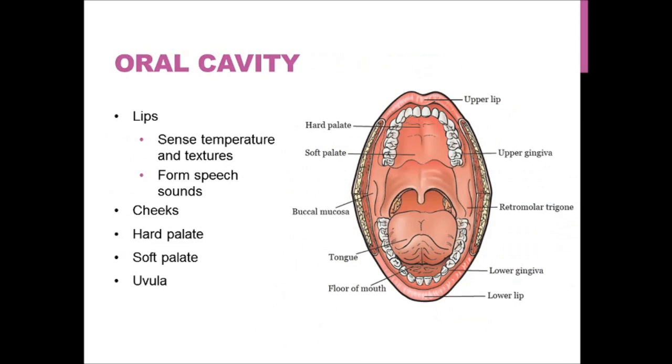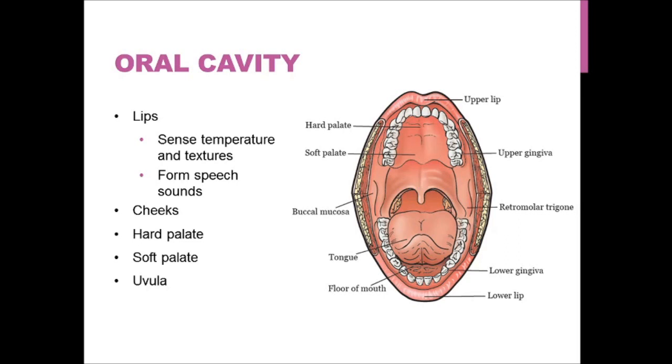Your cheeks then form the inner part of the sides of your mouth, the lateral borders. They're going to have a lot of muscles behind them to help you chew and to pucker your lips. The hard palate is going to form the roof of your mouth, and the soft palate also, but toward the posterior aspect of the roof of your mouth. The hard and soft palate are going to help with chewing, and they also form the base of the nasal cavity, so it separates the mouth from the nose.